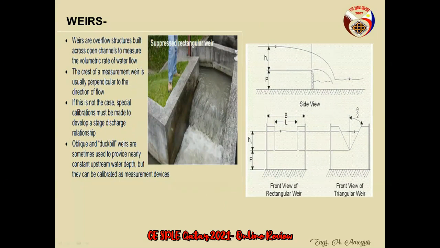Yung sinasabing crest, ito yun, no? Yung level, ito yung crest na sinasabi. From this level, kaya yung height of crest or yung weir plate is yung P. Yung head niya is yung H. Yan lang yung nagdadala sa discharge; kung mas malaki yung head, mas malaki yung discharge. No? So, meron yang sa side view, it can be rectangular, no?